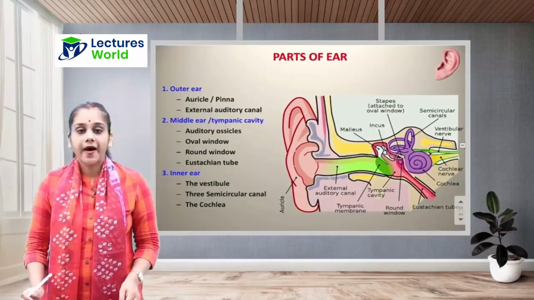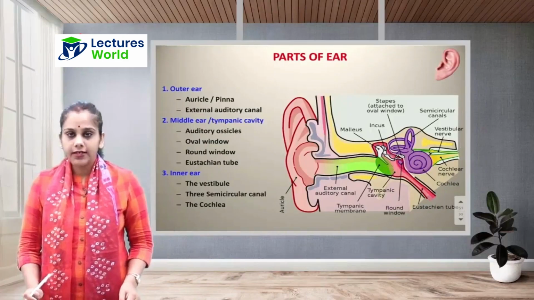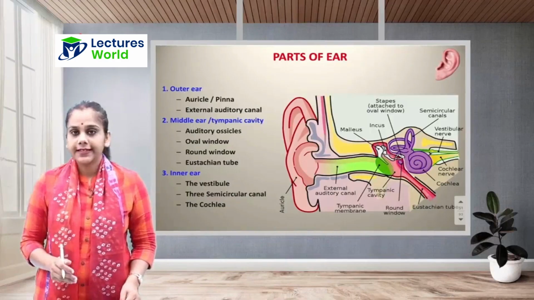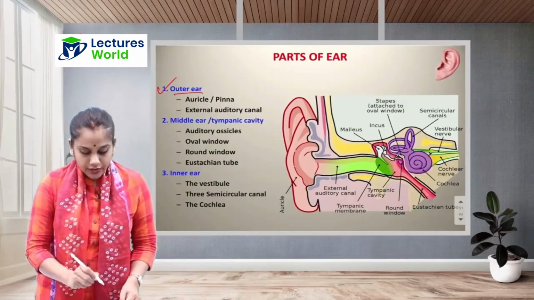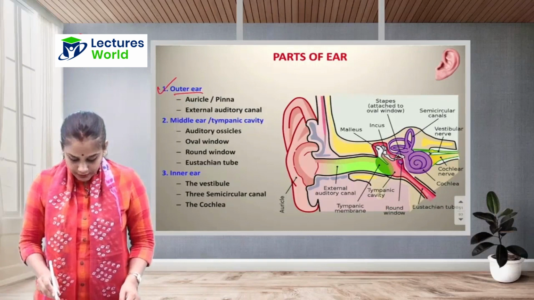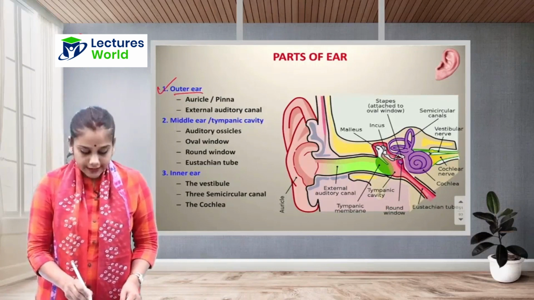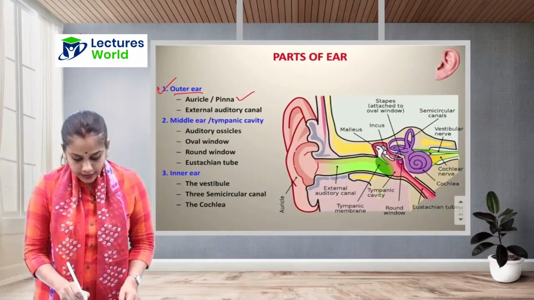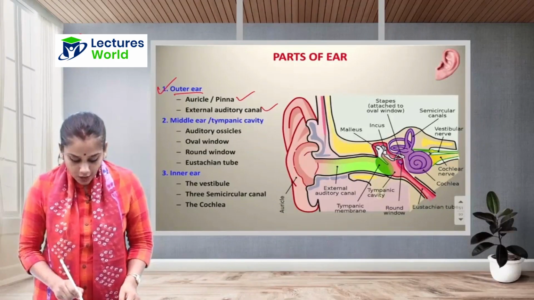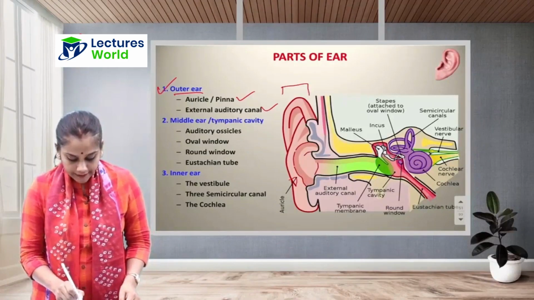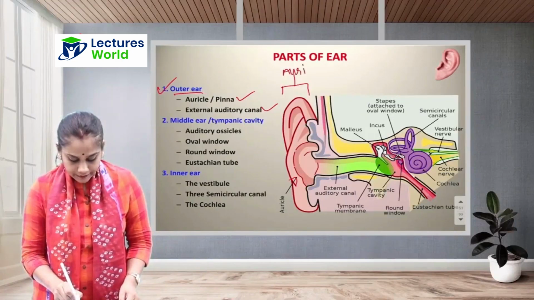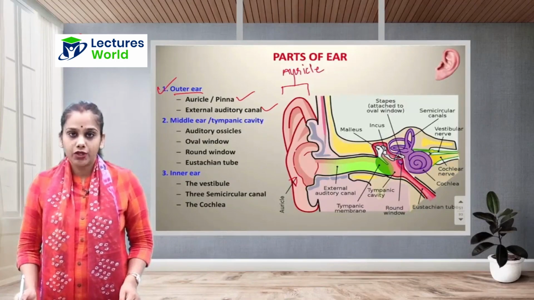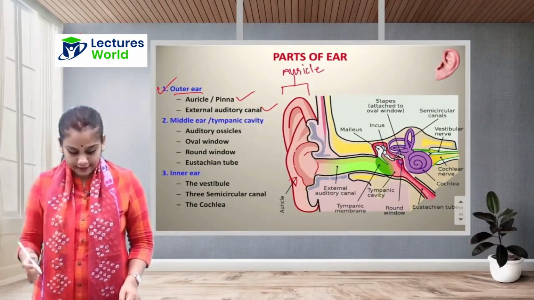As we saw, the parts of the ear are the outer ear, middle ear and inner ear. So which parts are in the outer ear? In the outer ear there is the auricle, also called the pinna, then the external auditory canal. See, this is the auricle. The auricle, or pinna, is the visible portion of the ear on the head.